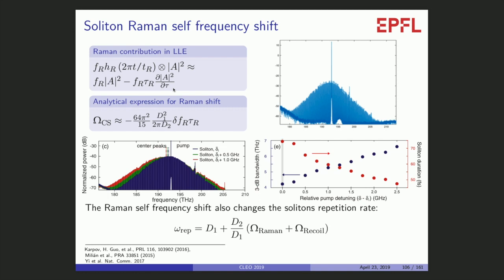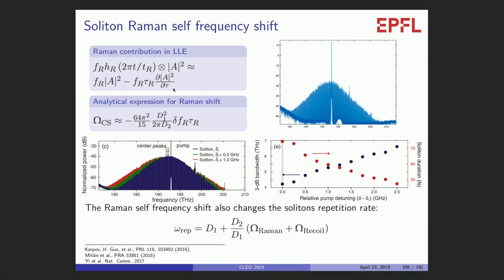And what one typically does is that for a pulse whose spectral bandwidth is smaller than the characteristic Raman frequency, you do an approximation where you don't retain the entire kernel here, but you retain only the first derivative. So you can think about the response function as just the slope at zero frequency. And this is called the Raman shock term.